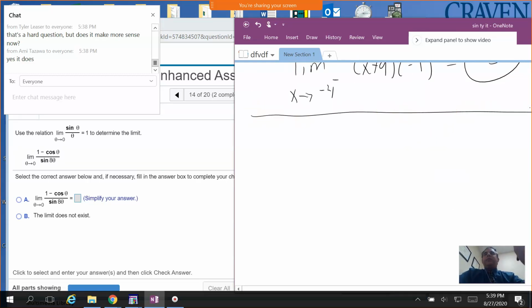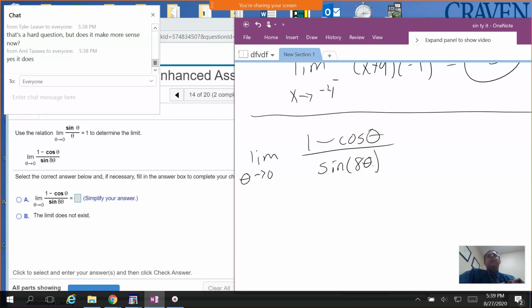All right, so this is number 14, another one that they asked. Use the relation, the limit of sine theta over theta equals 1, to determine the limit. We're looking at the limit as theta goes to 0 of 1 minus cosine theta divided by sine of 8 theta. What we want to get here is either sine theta over theta, or theta over sine theta if we can.